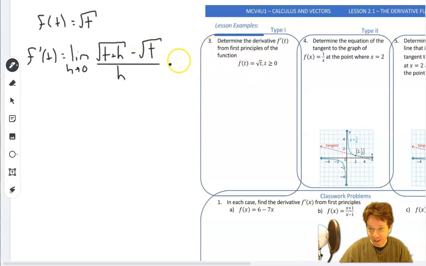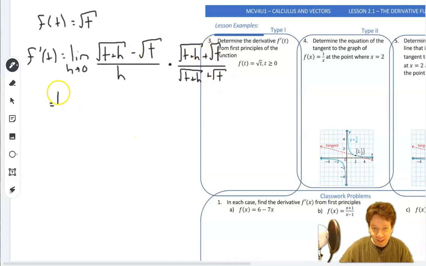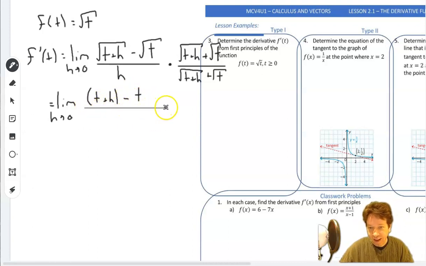Okay, I'm going to rationalize the numerator. So we have the square root of t plus h, and instead of minus, we're going to switch that to plus square root of t divided by the exact same thing. That way we only multiply by 1. Right, so our numerator is a nice difference of squares. So it'll reduce to t plus h minus t. So that's great. The t's are going to cancel. And on the denominator, I am not going to do anything with that. I'm just going to leave it as is. Square root of t plus h plus square root of t.